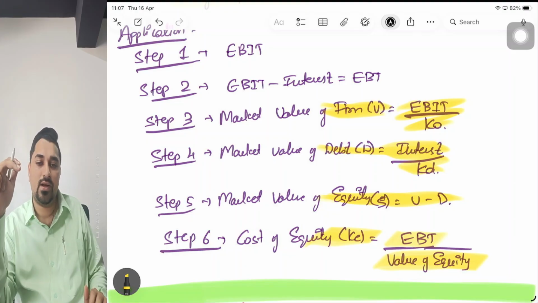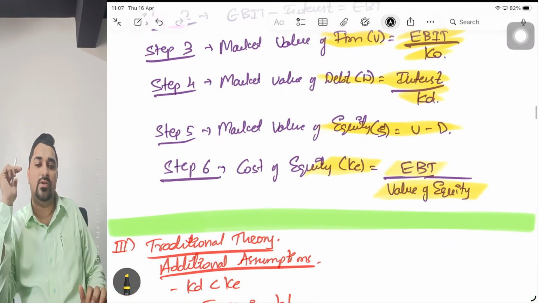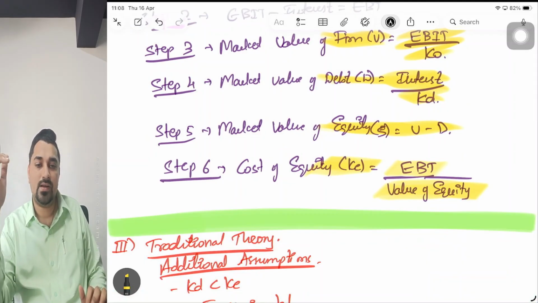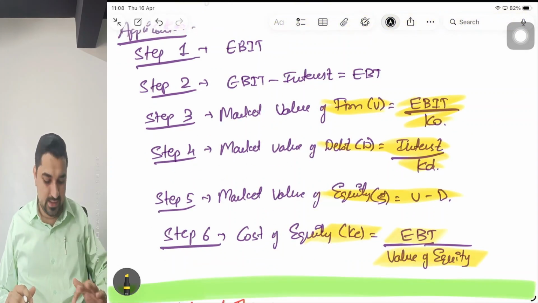How will I calculate value of debt? Interest divided by KE. Next, I will calculate value of equity. Value of firm minus value of debt. Last step is KE. How do I calculate KE? EBT divided by value of equity. So that completes net operating income approach, which is the capital structure irrelevance theory.